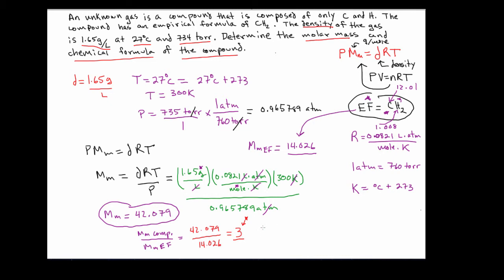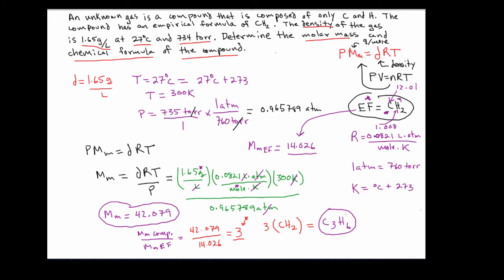And now what we're going to do with this number is multiply it through the empirical formula. And that's going to give us the chemical formula of the actual compound. So here you're going to see that we get C3H6. And this would represent, therefore, the chemical formula of the actual unknown gas that we were charged with finding in the original problem.